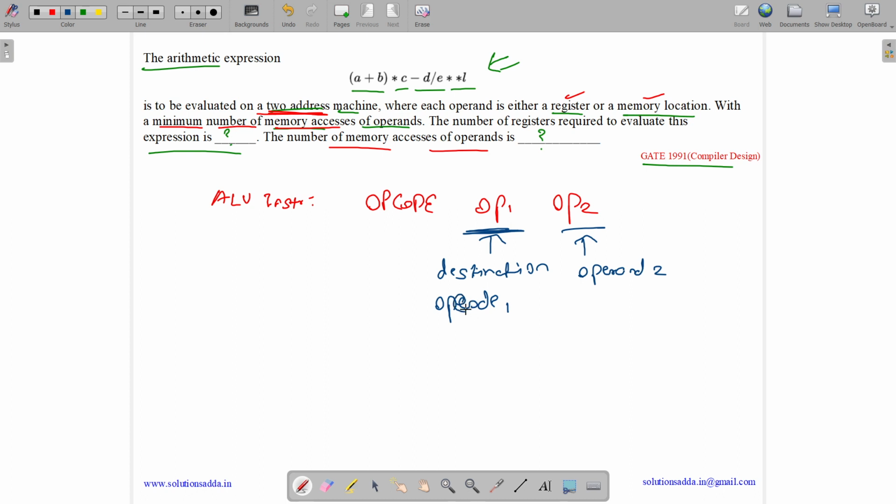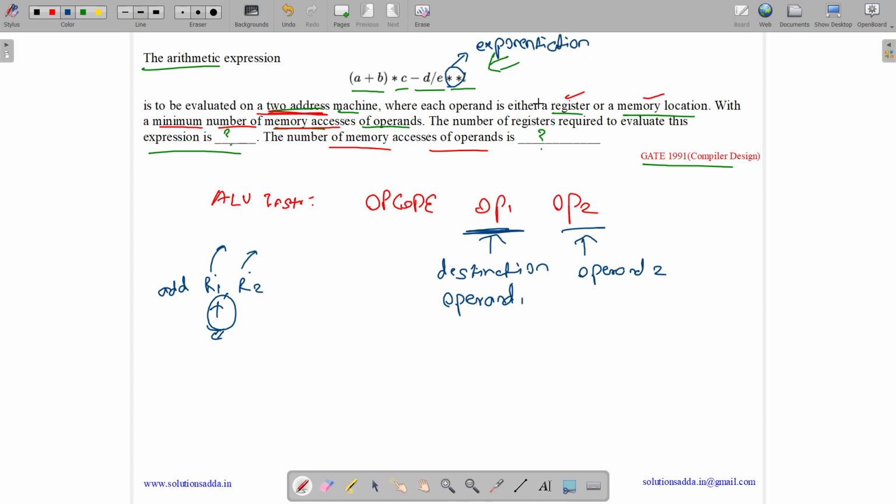Sorry, it's operand, not opcode. There is some confusion: these are operands and this is the opcode. Suppose we have something like ADD R1, R2. This means we get the value from register R1 and the value from register R2 and add them, and register R1 is the destination which will store the sum R1 + R2. And here the double star is exponentiation.